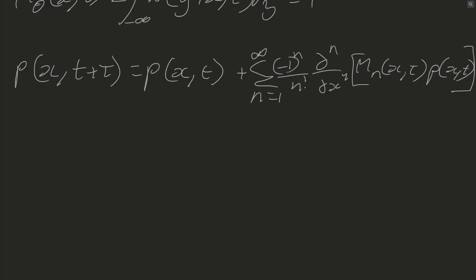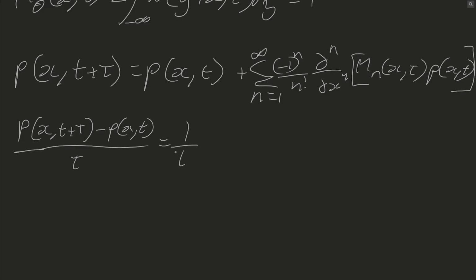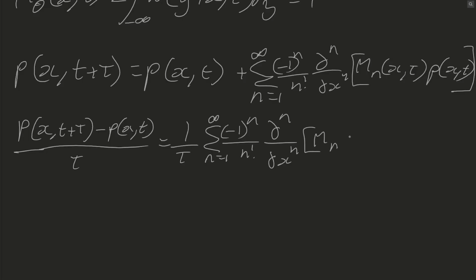Now we subtract p of x, t from both sides and then divide by tau, and we get that p of x, comma t plus tau minus p of x, t over tau is equal to 1 over tau, sum n equals 1 to infinity of minus 1 to the n over n factorial, d n over d x to the n, times that Markov process. Cool.